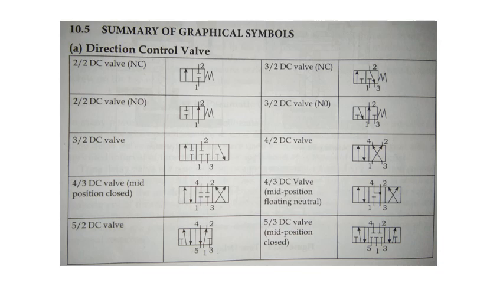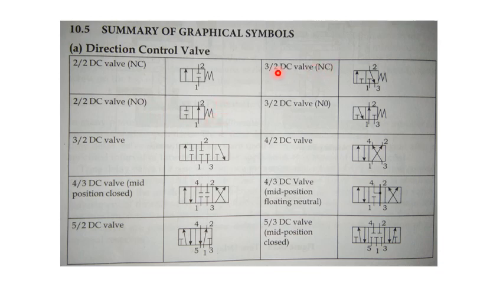Different types of direction control valves with the symbols. See here, the first one is a 2 by 2 direction control valve. It has 2 ports in one position and it has 2 positions, so it is a 2 by 2 direction control valve. They are normally closed. See, the initial condition is that both the ports are closed here, so that indicates the normally closed condition. Next we have the same kind of valve, but the initial condition is normally open. So it is also a 2 by 2 valve, but the initial condition is normally open.